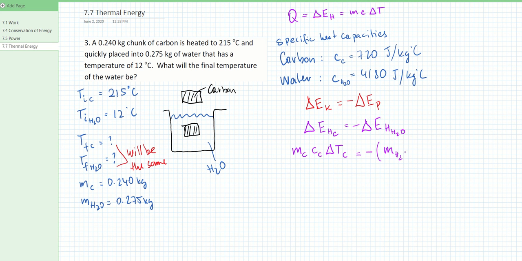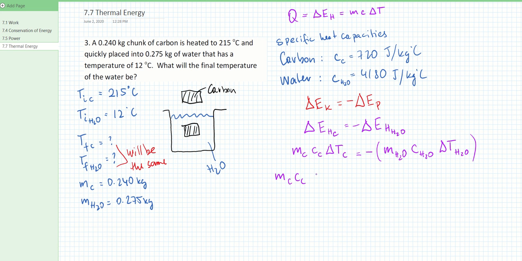Here I'm trying to use a little bit more explicit subscript so it's easier to follow. So we have the mass of the water, we have the specific heat of the water, so C H2O here, and we have the delta T of the water, H2O. Okay? Now let's expand our delta T because that's the one that contains the final temperature that we're interested in. So let's write this one more time.